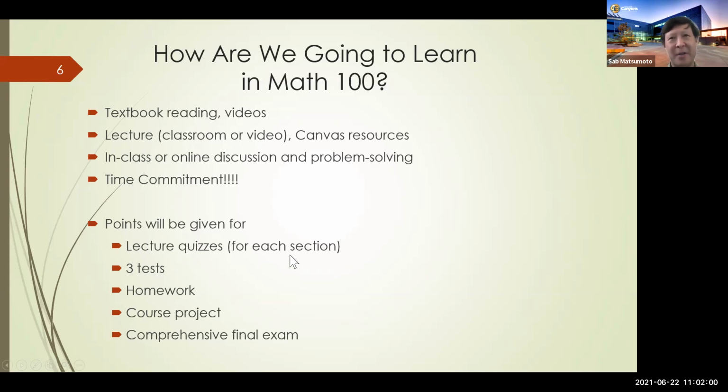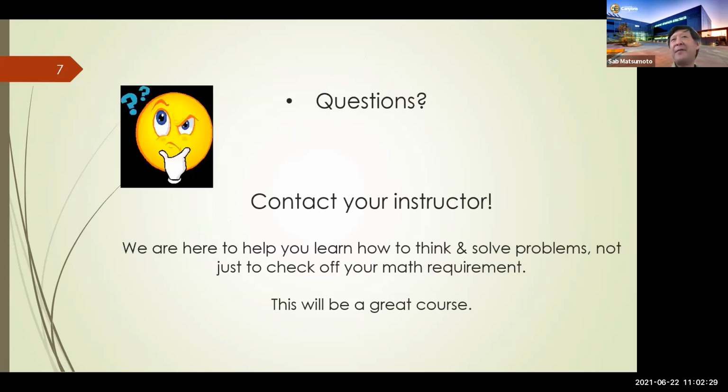Points will be given for lecture quizzes. For each lesson or each section of the book, there is a quiz, an online quiz to help you learn. Okay, and by the way, you can take a quiz up to 3 times, and the answer keys will be provided so that you can learn the material on your own. There will be 3 exams, homework, course project, and the comprehensive final exam. All right, more details will be given to you by your instructor for your particular section. If you have any questions, please contact your instructor.